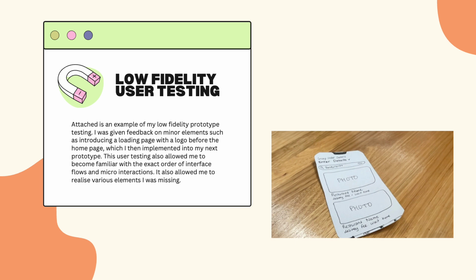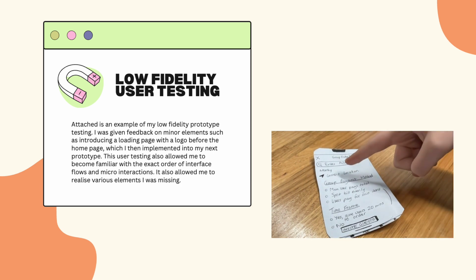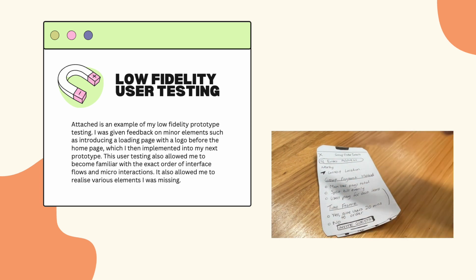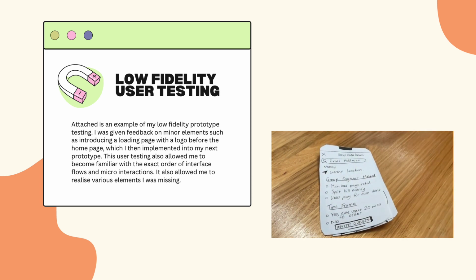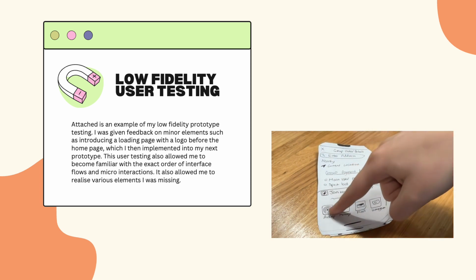Attached is an example of my low-fidelity prototype testing. I was given feedback on minor elements such as introducing a loading page with a logo before the home page, which I then implemented into my next prototype. This user testing allowed me to become familiar with the exact order of interface flows and micro interactions. It also allowed me to realize various elements I was missing.